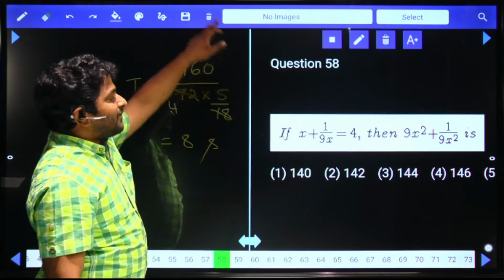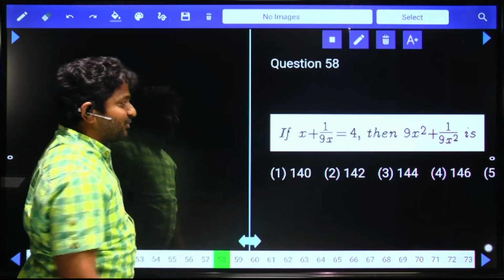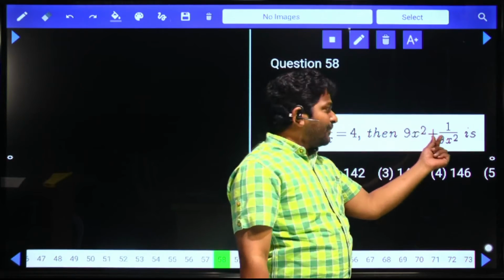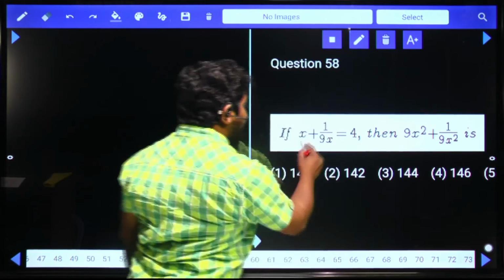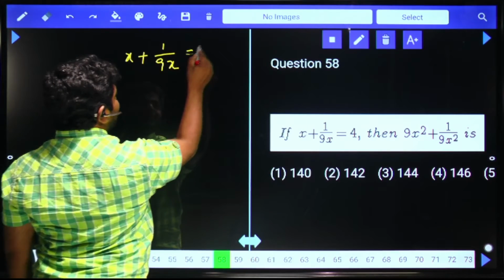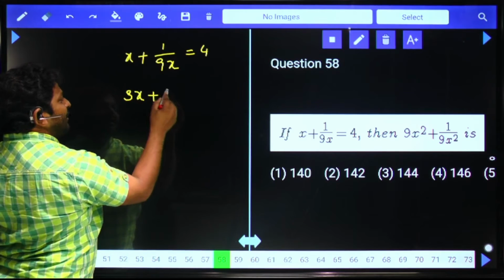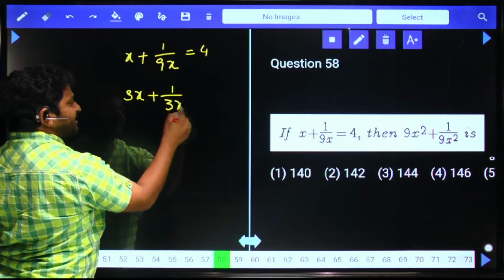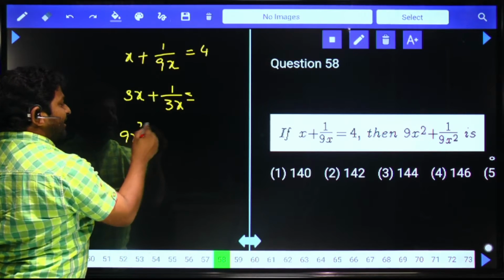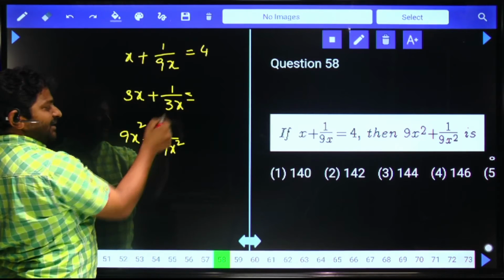x plus 1 by 9x is equal to 4. We need 9x square plus 1 by 9x square. Okay, 9x square is 3x whole square, plus 1 by 3x whole square. So the given information is x plus 1 by 9x is equal to 4. From this, if we can somehow get the value of 3x plus 1 by 3x, then by taking the square of this, we can definitely identify 9x square plus 1 by 9x square, right?